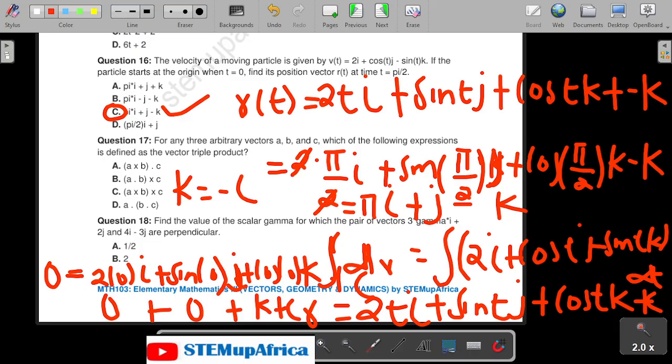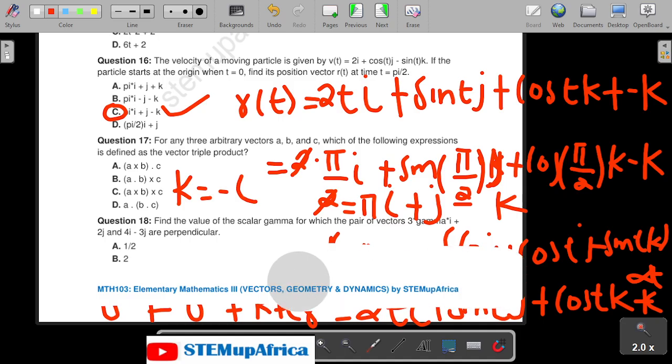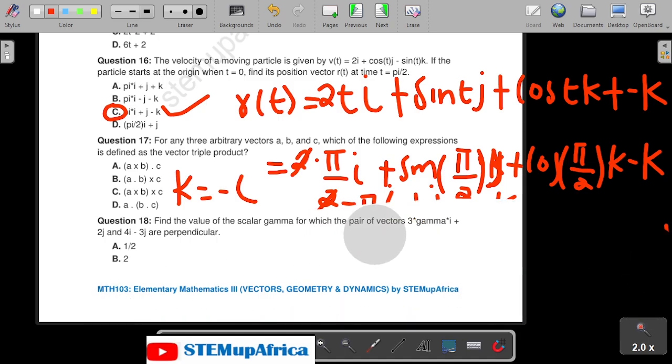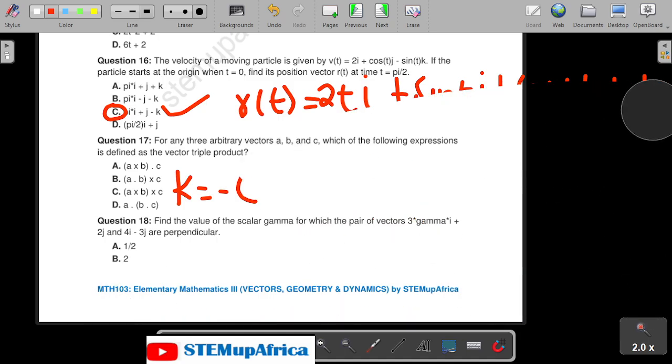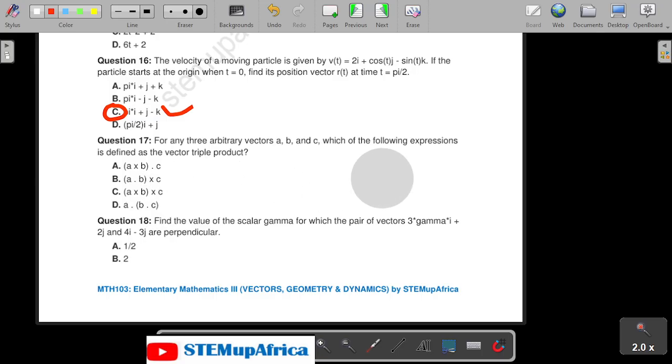Okay, so that is the solution to the question. So make sure you understand the concepts by knowing when to differentiate and when to integrate. Depending on the nature of the question, it will tell you whether you have to integrate or you have to differentiate. Now, say find the value of the scalar gamma for which the pair of vectors are perpendicular.